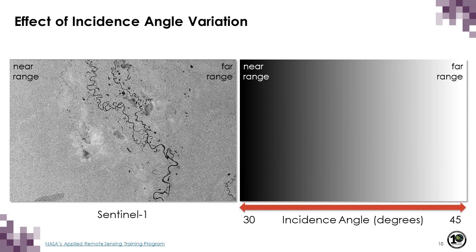Every surface feature will have a backscatter value that is a function of incidence angle. So you need to be careful when comparing backscatter of a feature when there is a large variation in incidence angle, especially if your feature is at the near range and the far range of the image. Incidence angle can especially affect the appearance of smooth targets on the image, such as open water. Smooth surfaces can appear brighter than rough surfaces at small incidence angles, usually less than 20 to 25 degrees.